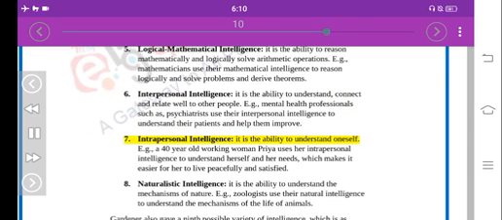7. Intrapersonal intelligence. It is the ability to understand oneself. E.g., a 40-year-old working woman, Priya, uses her intrapersonal intelligence to understand herself and her needs, which makes it easier for her to live peacefully and satisfied.